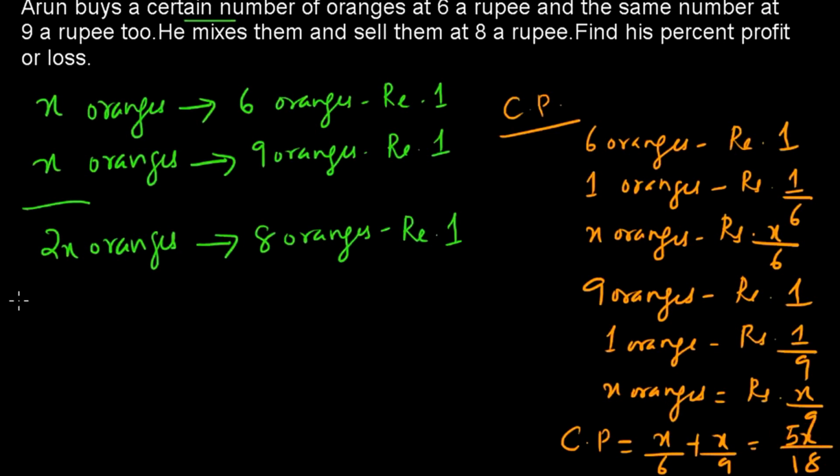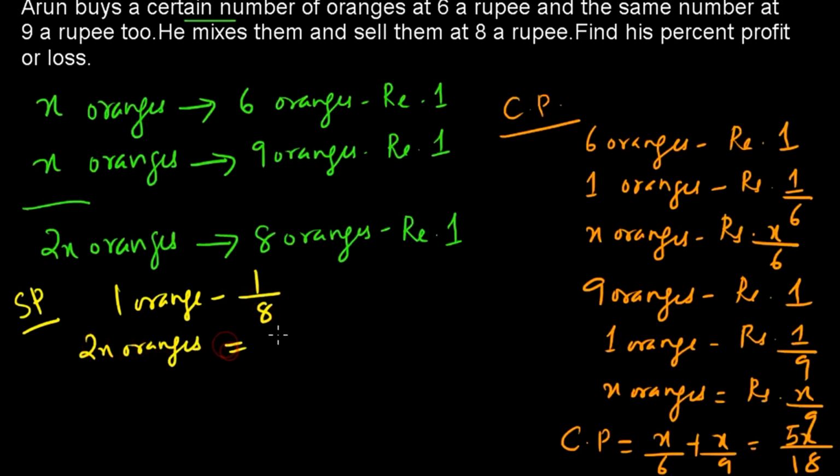Then now let's find out the total selling price. For 8 oranges, 1 rupee. Then what about 1 orange? So 1 orange selling price is actually 1 by 8. Then what about 2X oranges? The 2X oranges selling price will be equal to 2X by 8, that is rupees X by 4.